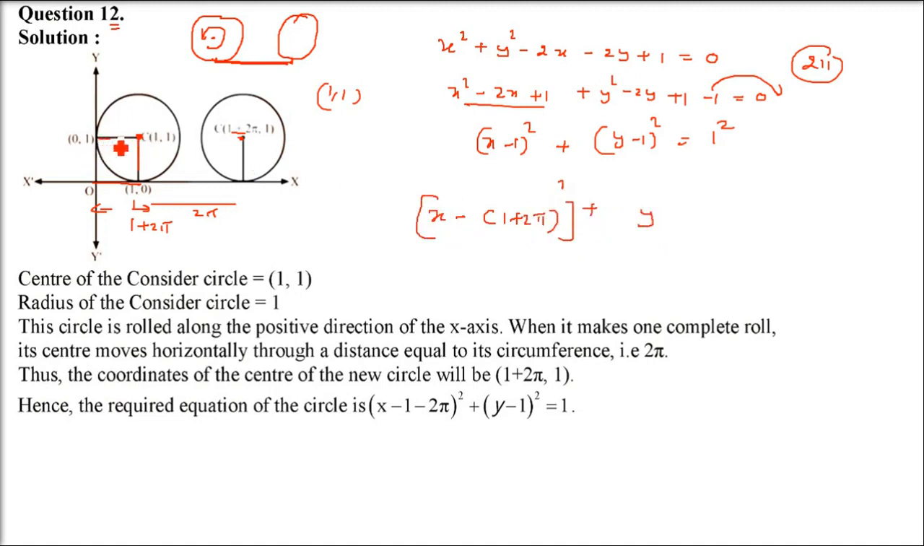So let me write the equation. X minus h is 1, h is 1 plus 2 pi now, and y minus k hasn't changed, so let me write it as 1 only, and whole square equals 1 square. So it depends on you how do you write. This is the correct one.